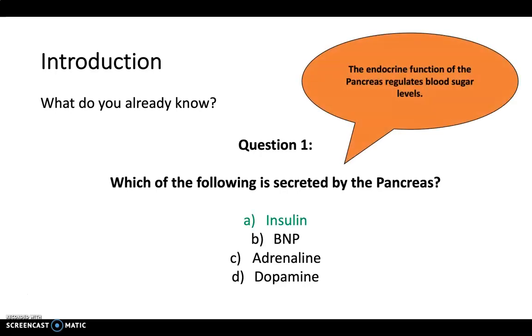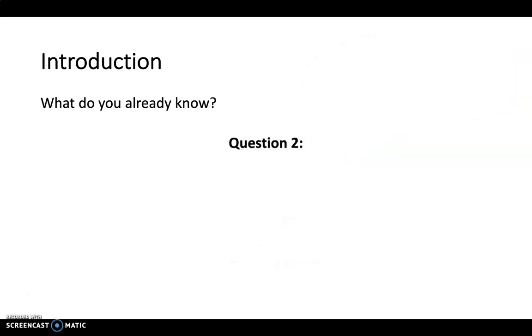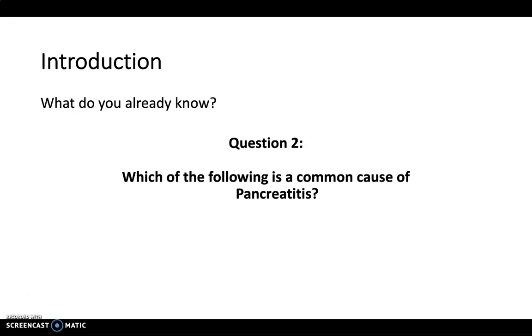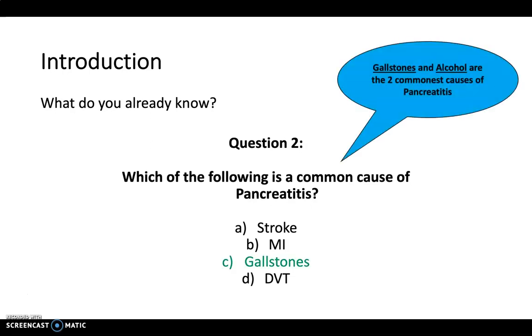And the answer is insulin. So insulin along with glucagon forms part of the endocrine function of the pancreas, which is involved in regulating the blood sugar levels. Next question. Which of the following is a common cause of pancreatitis? Is it stroke, MI, gallstones, or DVTs? The answer is gallstones, and gallstones and alcohol are the two commonest causes of pancreatitis.